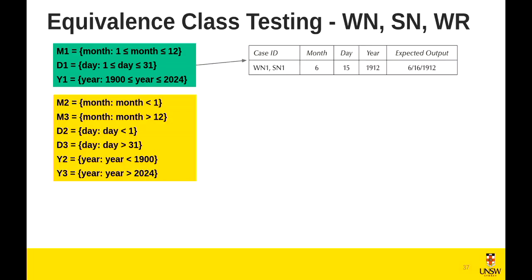We only need to have 1. And it's the same for strong normal equivalence class testing. That's because they don't have sub-intervals. So each one of them only has one interval. So we don't have anything to choose from. So that's why we only have 1 test case here.